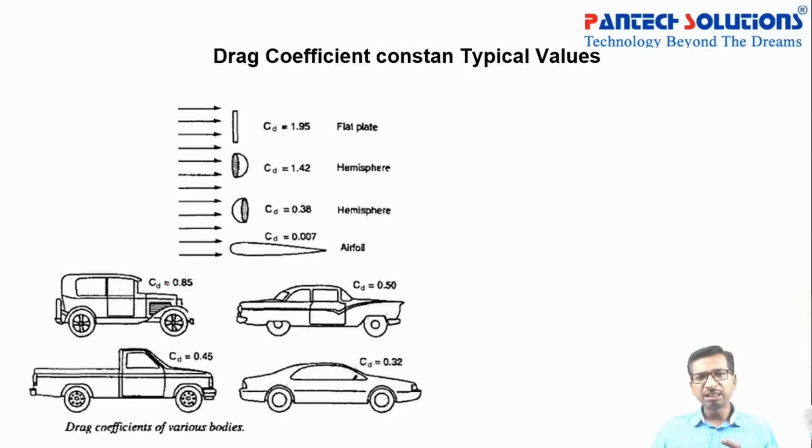And some typical constant values: based on this design, which as of now has a very low value, the CD, that is the drag coefficient, is 0.32. So you can take it, but based on the vehicle design, this value will vary.